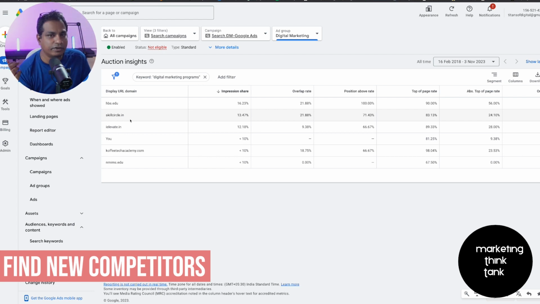So you will not just know how many people are bidding on your brand keywords. You will also get to know what the new competitors are that are being added into the ecosystem and how the auction landscape has changed because new competitors are getting added to it, right?